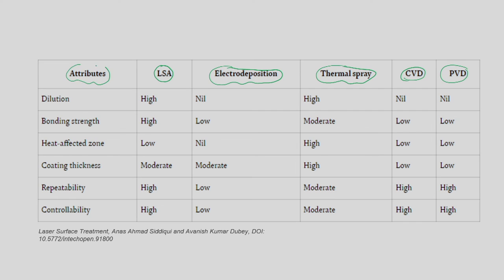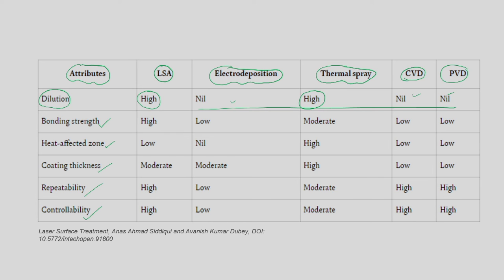As far as the attributes are concerned, we are considering here the dilution depth, the strength of the bonding, HAZ, heat affected zone, the coating thickness, the repeatability and the controllability. So if you consider the dilution, the laser based process is standing high in comparison with the other processes. Of course, the thermal spray coating is also equally providing the dilution depth. As far as electrode deposition and the CVD or the PVD, the dilution would be nil.